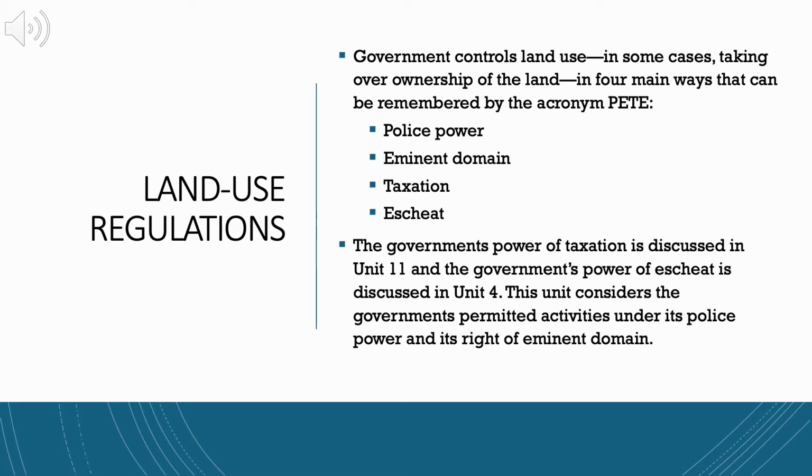Government controls land use, in some cases taking over ownership of the land, in four main ways that can be remembered by the acronym PEAT: police power, eminent domain, taxation, and escheat. The government's power of taxation is discussed in Unit 11, and the government's power of escheat is discussed in Unit 4. This unit considers the government's permitted activities under its police power and its right of eminent domain.